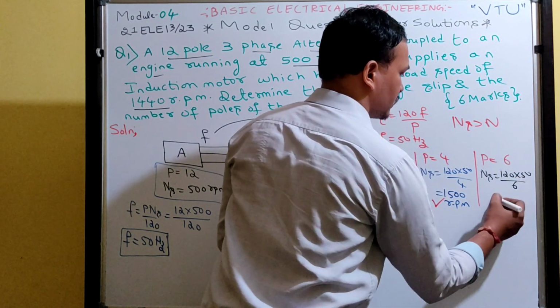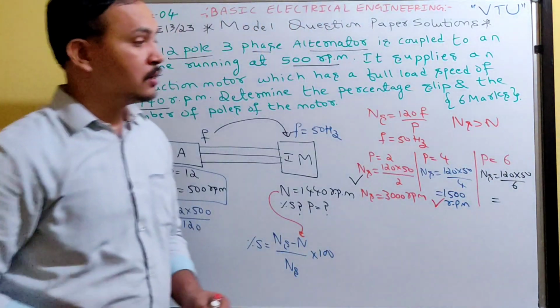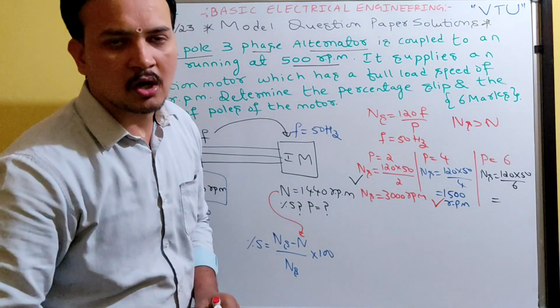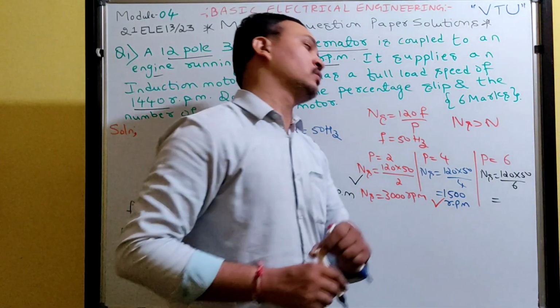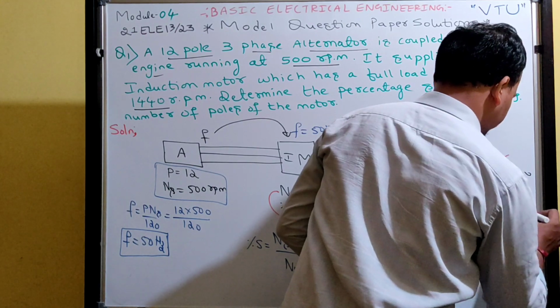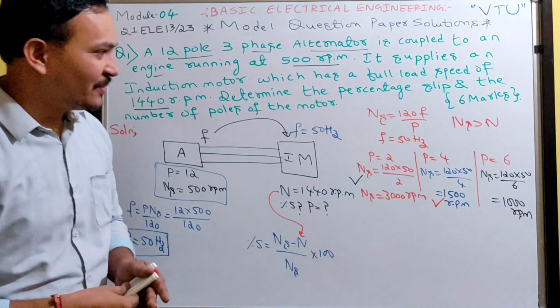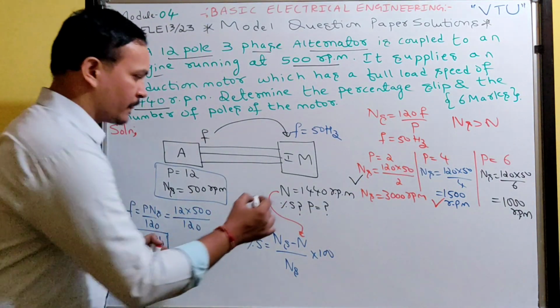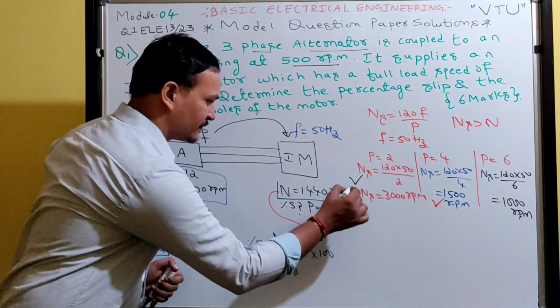What is the number of poles? 6. Now do it for this one. 120 into 50 divided by 6. How much? 1000. 1000 RPM. Okay, fine. Okay guys, now ns is satisfying this condition. What is our n value? Our n value is 1440.